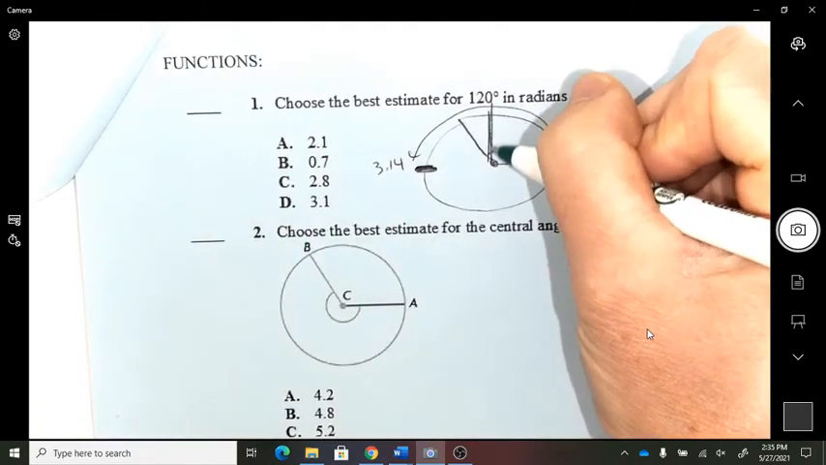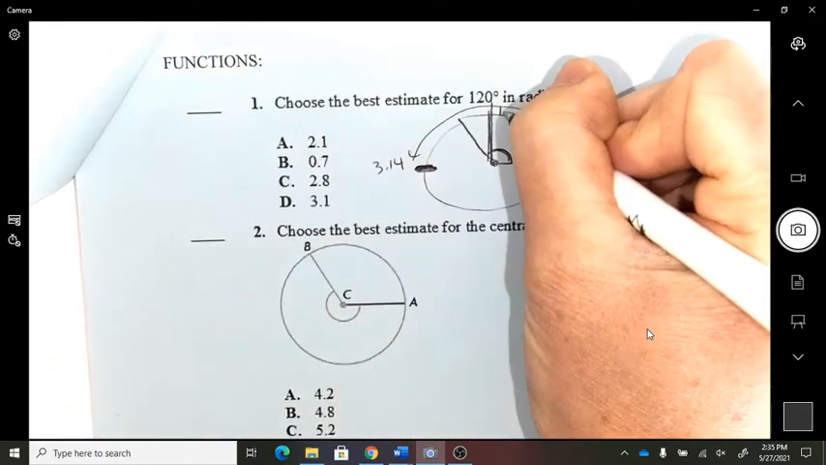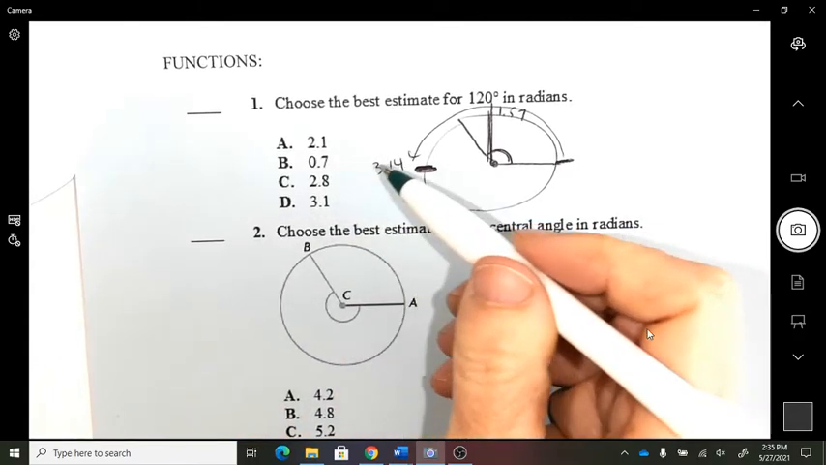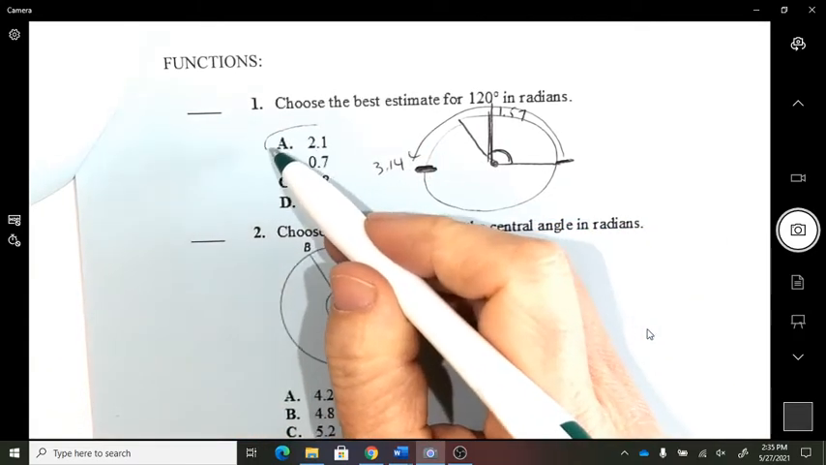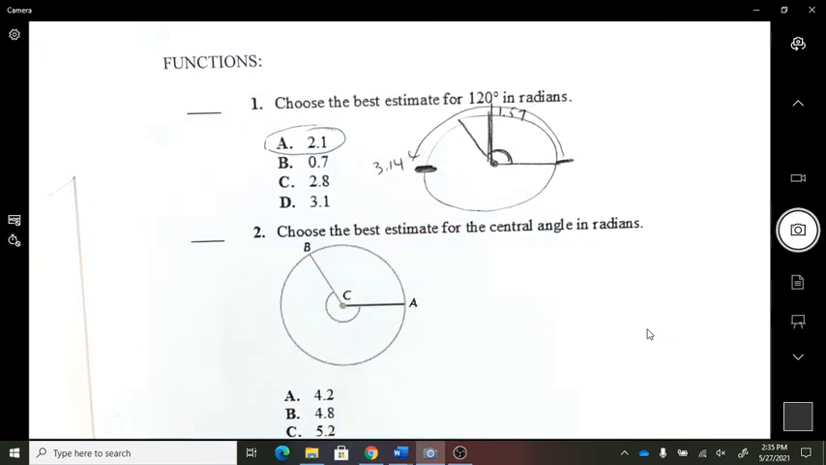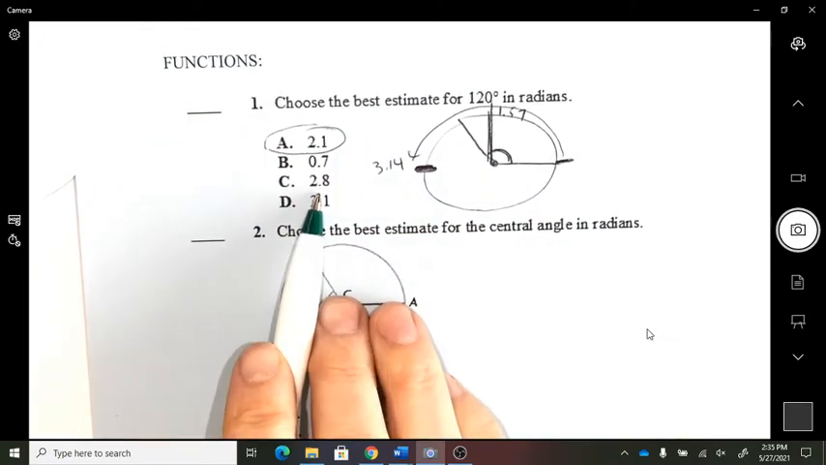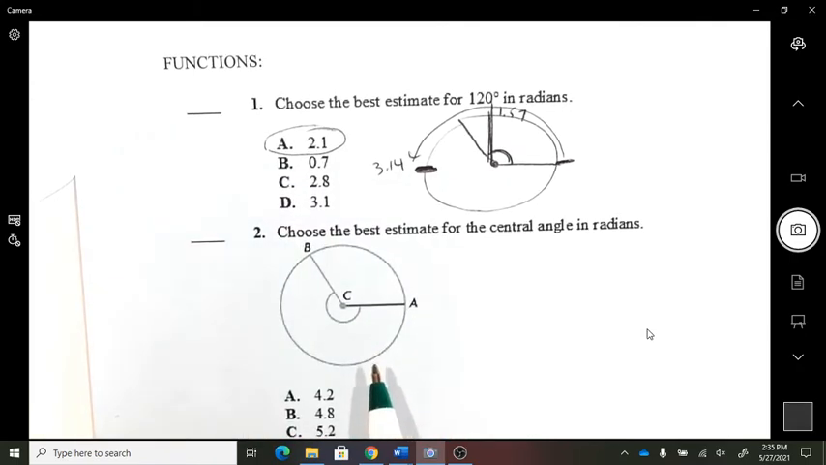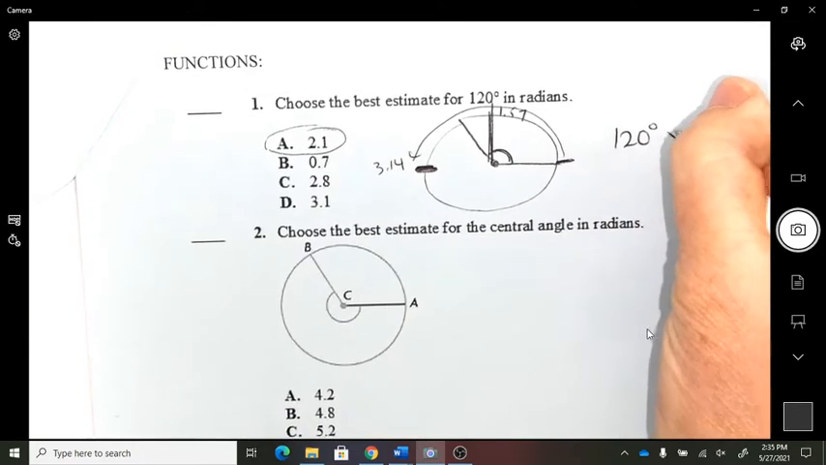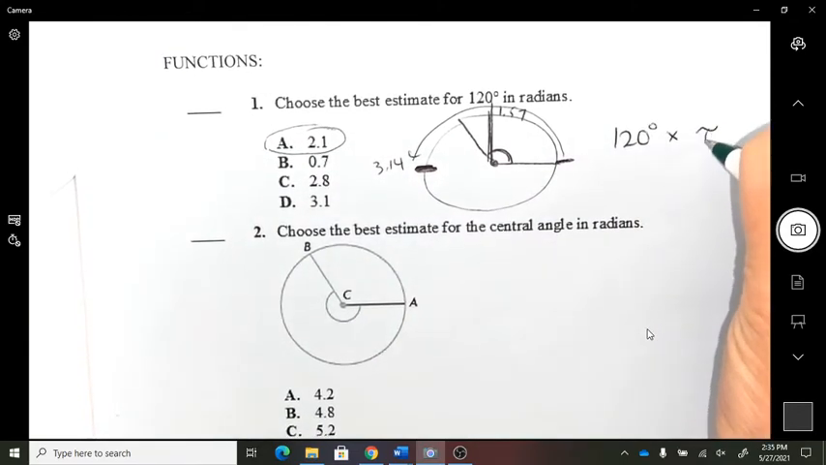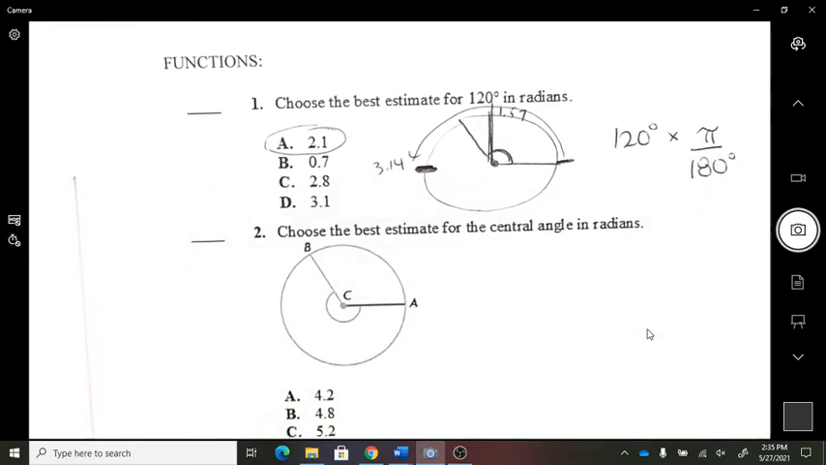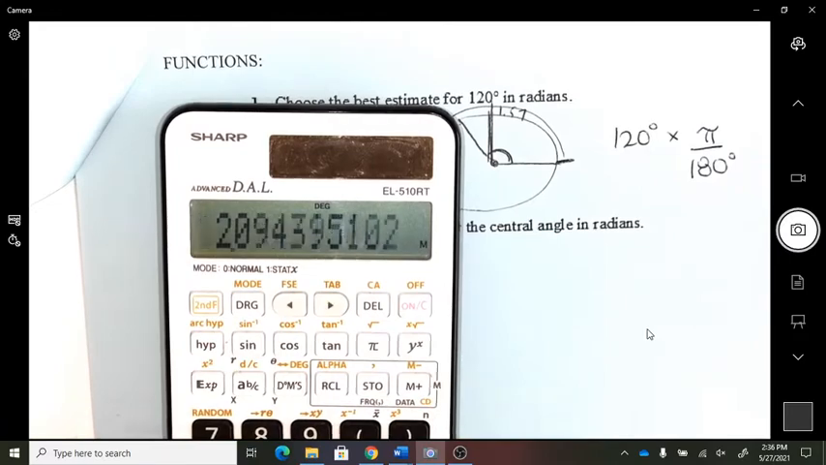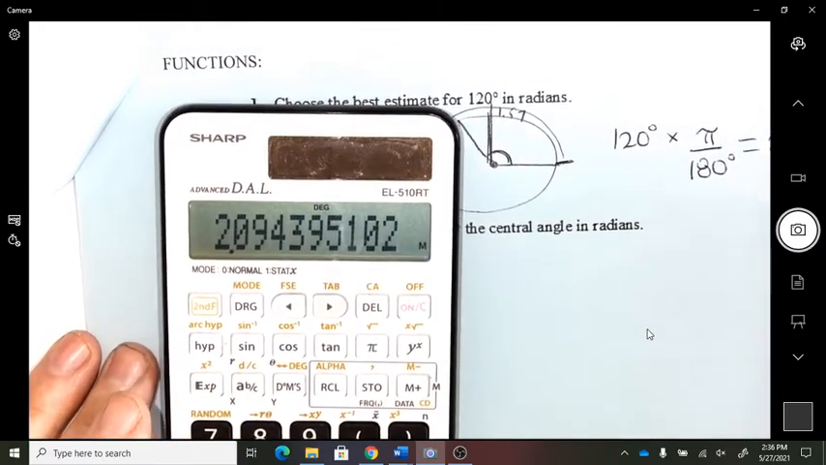And what did you tell me would be a 90-degree angle? 1.57. So the best estimate would be 2.1 probably. That's what the answer is. They have a 2.8 in here, which is kind of deceiving, but how do you get the exact? 120 degrees times pi over 180. And then you can get an exact if you ever want that. 2.09.